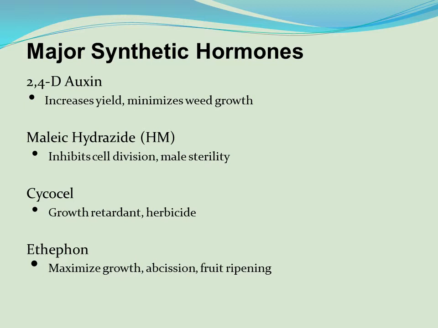There are also major synthetic hormones. 2,4-D, an auxin, can increase crop yield and minimize weed growth. Maleic hydrazide can inhibit cell division and produce male sterility in the plants. Cycocel is a growth retardant and also a herbicide, and ethephon can maximize growth, abscission, and fruit ripening.